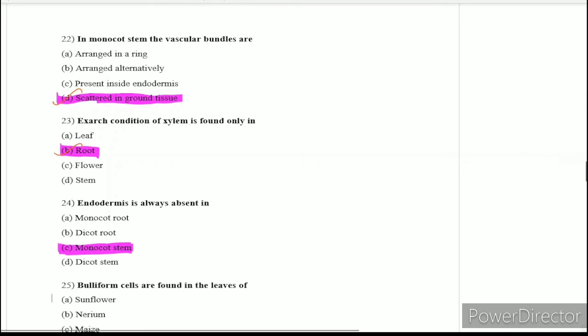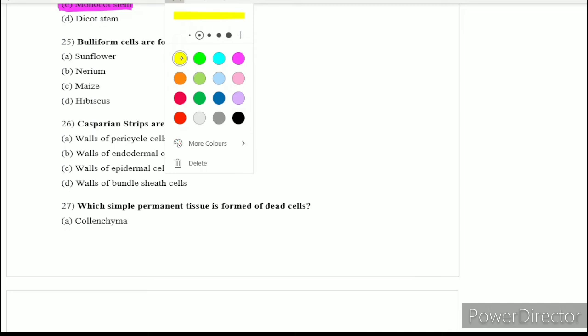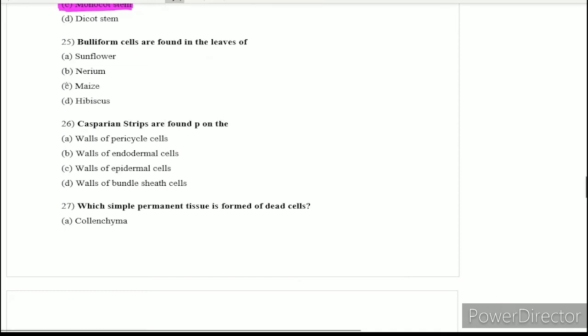Next question. Bulliform cells are found in the leaves of: Option A, sunflower. Option B, nerium. Option C, maize. And option D, hibiscus. It is a characteristic of monocots. The bulliform cells are found in option C. Maize is the correct answer.